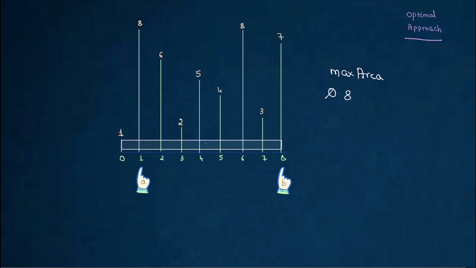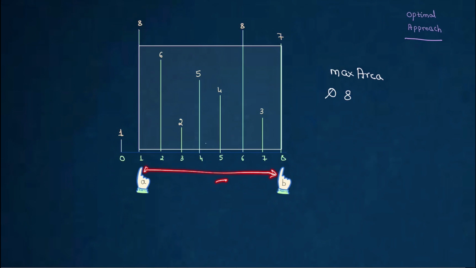And now what's the area we are going to get with this? We get this area here. And this area is greater than what we had already calculated. So the length between these two will be 8 minus 1, which is 7. And the smallest between these two would be 7. So 7 into 7 is equal to 49. So let's update this to 49. Now this is the maximum area.